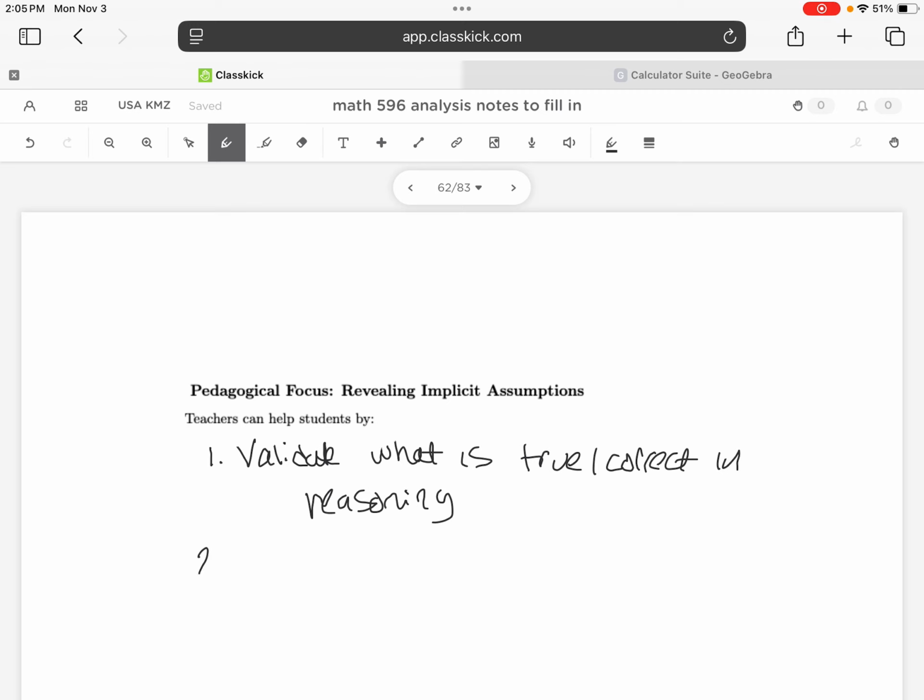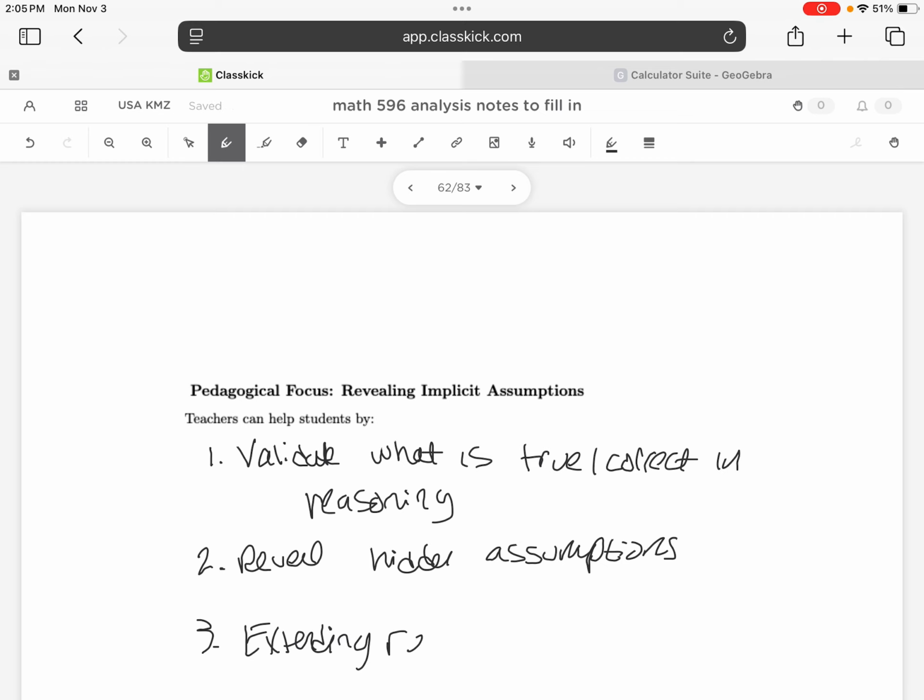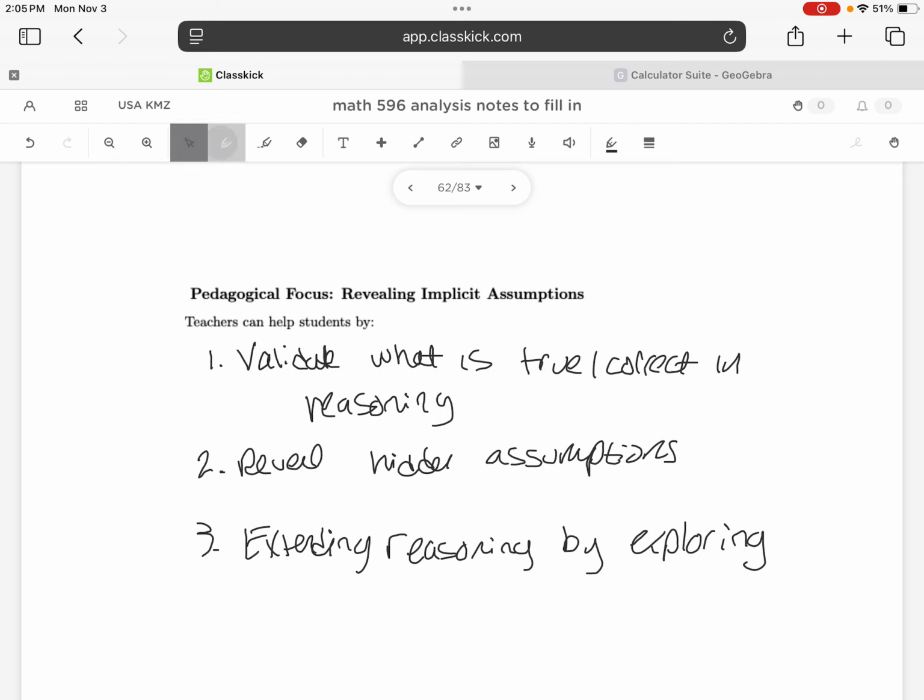We also want to make sure that we reveal any hidden assumptions. If they're assuming the function's continuous, and it might not be. And we can do that by sort of posing them some probing questions that might allow them to think about other types of functions. And then finally, by extending their reasoning, by exploring counterexamples. So if you see that they have some sort of assumption, or you're assuming that they might have some kind of assumption based on their answer, you can kind of pose some counterexamples for them to explore and help them to see on their own why their reasoning might not be correct.